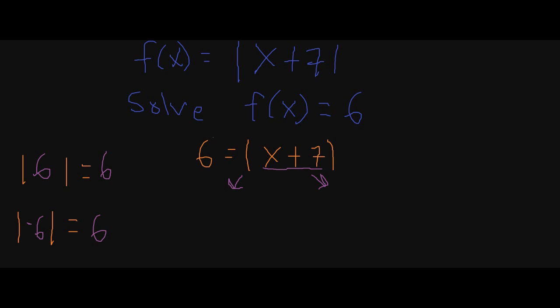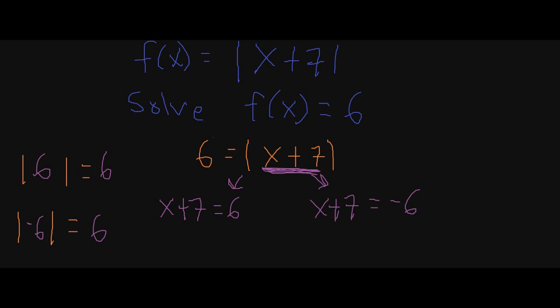We want this in here, x plus 7, to simplify to get 6, so that the absolute value of 6 would just give us 6. So we want this to equal 6. And this in here, we also want this to simplify to get negative 6, because the absolute value of negative 6 is 6. So over here, we're going to get x plus 7 is equal to negative 6.